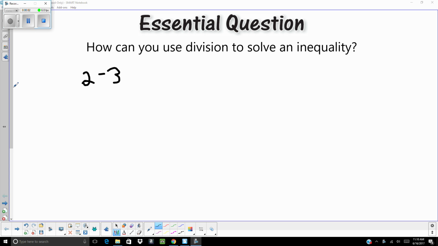All right, welcome. Today we are doing Chapter 2, Section 3 in Algebra 1. Our essential question is how can you use division to solve an inequality?